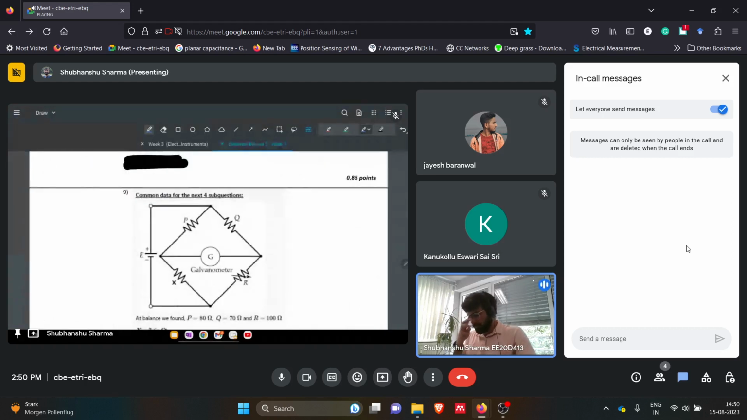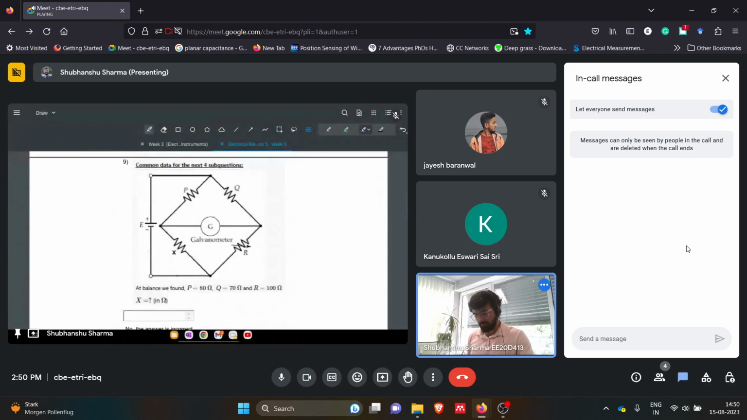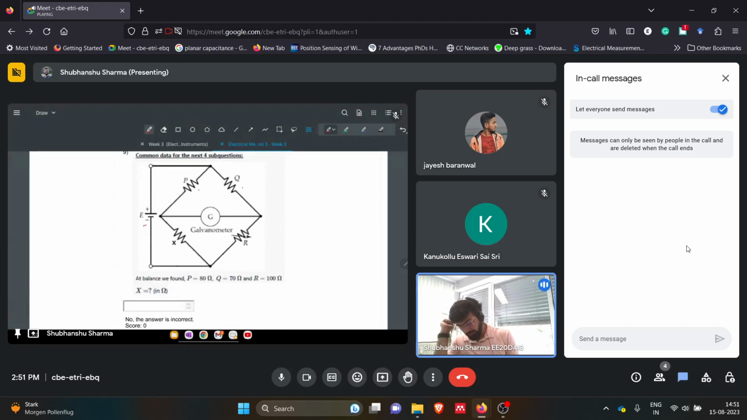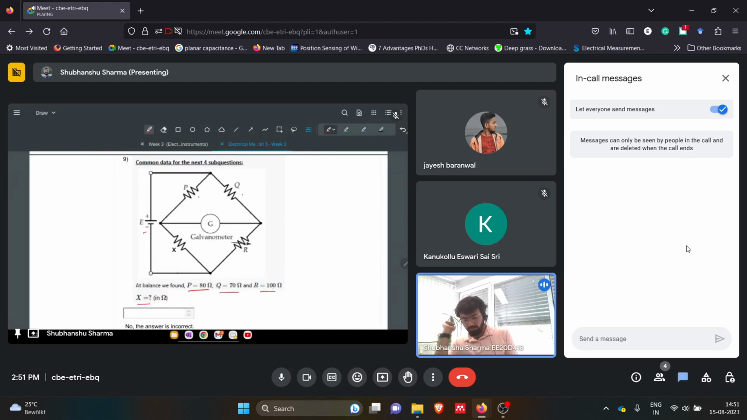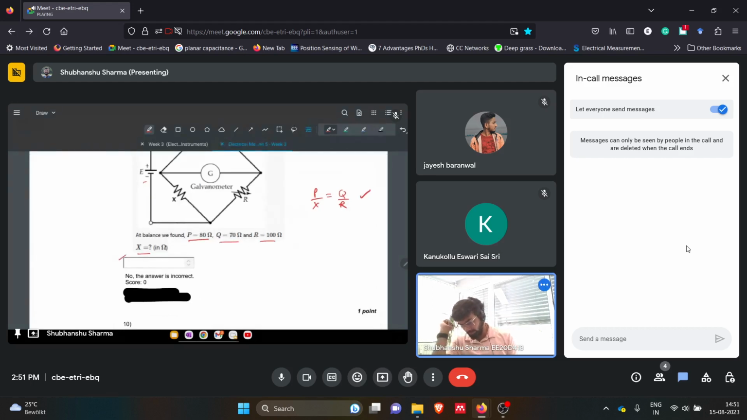Now the next type of question has common data for the next 4 sub-questions. This is a Wheatstone bridge, and we can see here we have a voltage source and P, Q, R, X. They are saying at balance we found P equals 80 ohms, Q equals 70 ohms, R is 100, and what is X? It is very simple, P by X equals Q by R. This is the balanced Wheatstone bridge equation, so you can simply answer this. This is very easy.